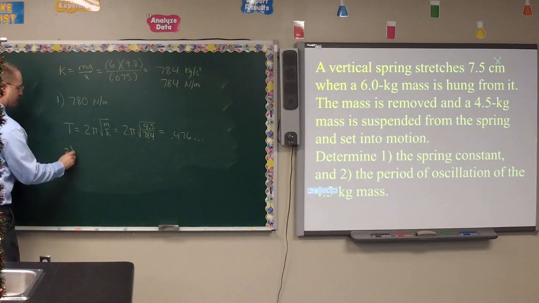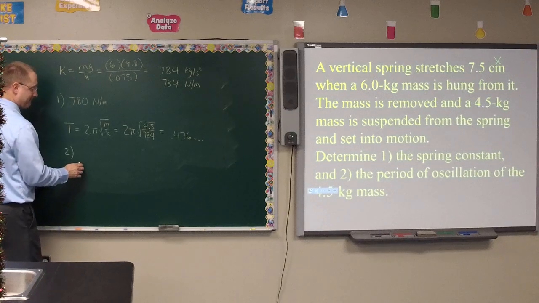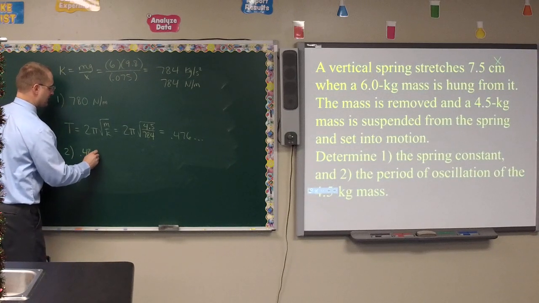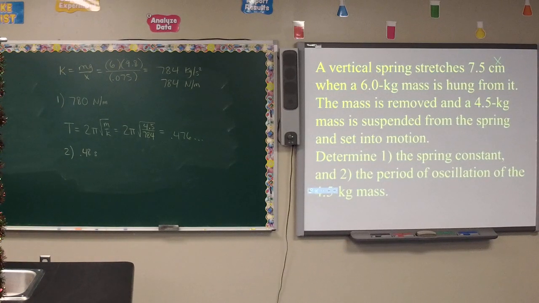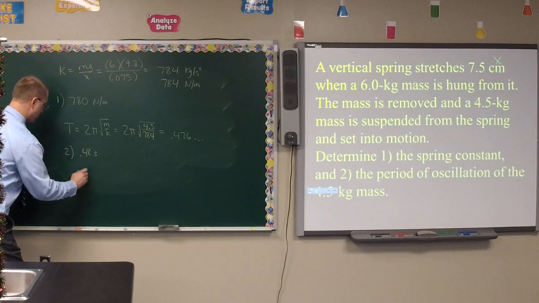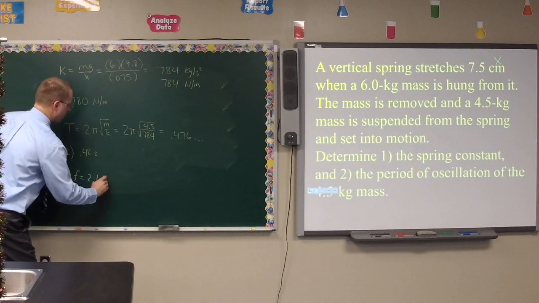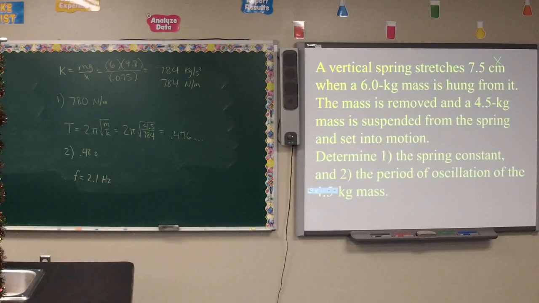Or if we round off to sig figs, 0.48 seconds. If it had asked for the frequency, what would I do? Take the reciprocal. So if it asked for the frequency, we get 2.1 hertz when you take the reciprocal of 0.476. It didn't ask for that, I just thought I'd point that out.